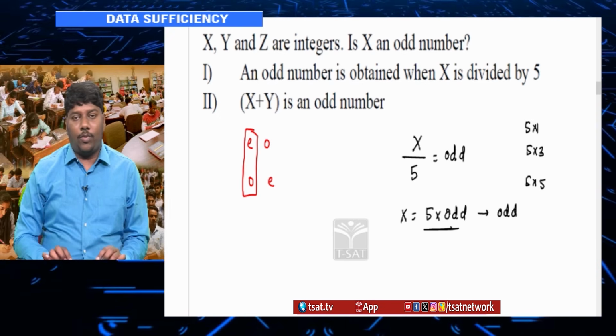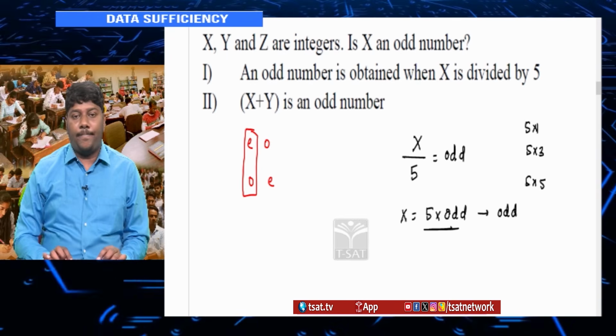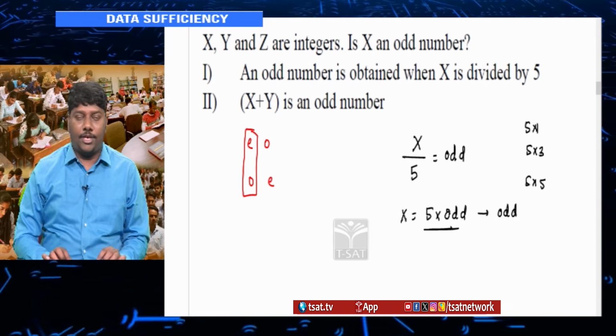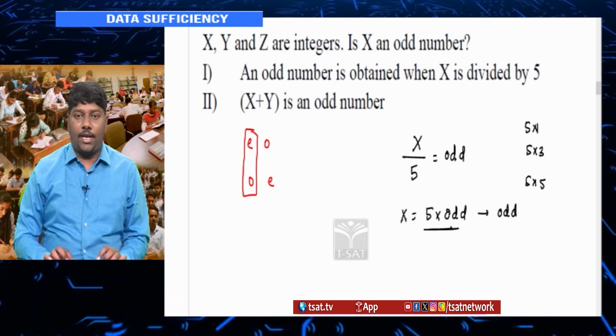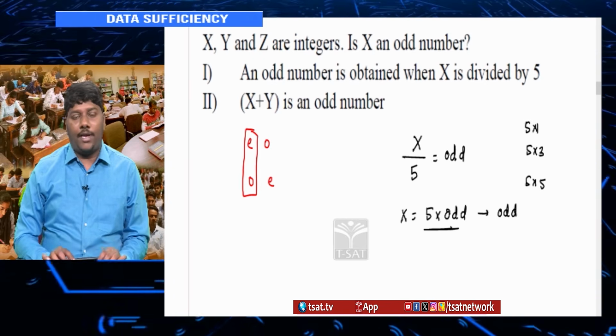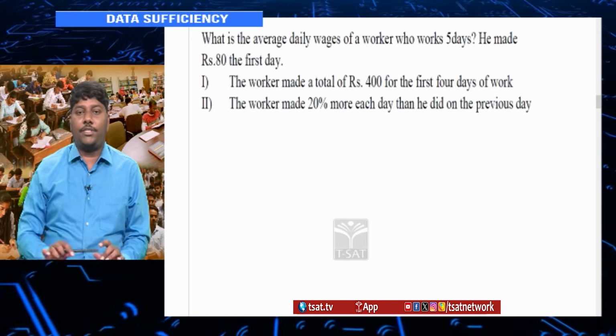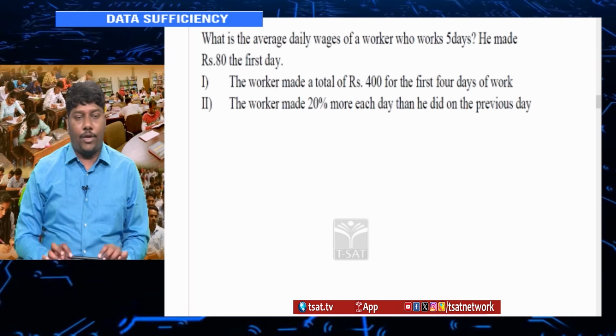So, you look at statement 1, it is sufficient. Therefore, you say our answer is 1 alone is sufficient, whereas 2 is not sufficient. Answer is option A. So, here you don't need to actually find out the answer, you just need to say whether the given statements are sufficient to answer it or not.